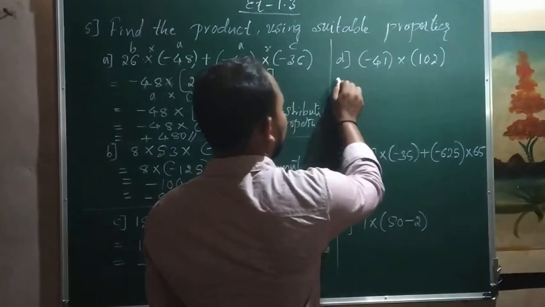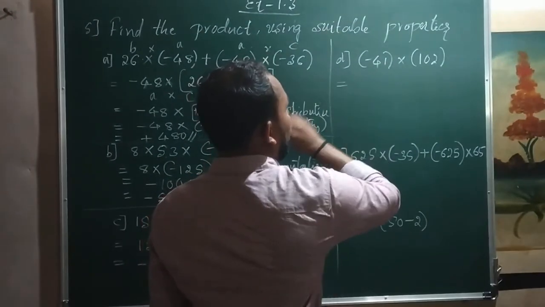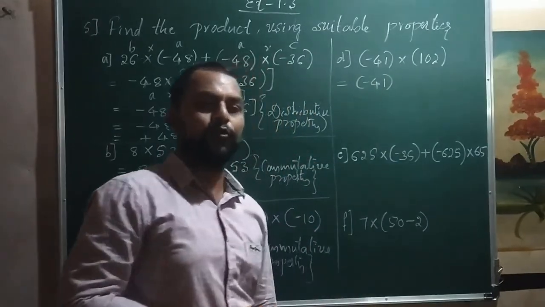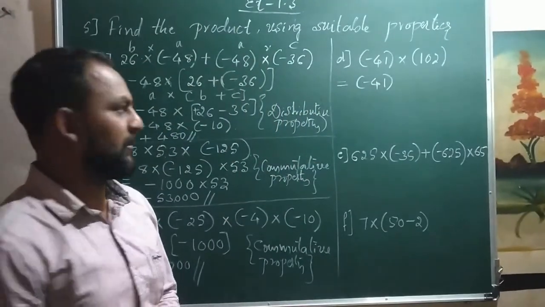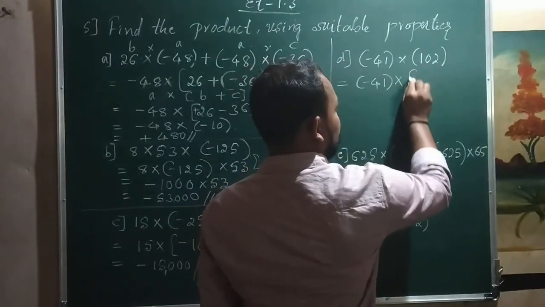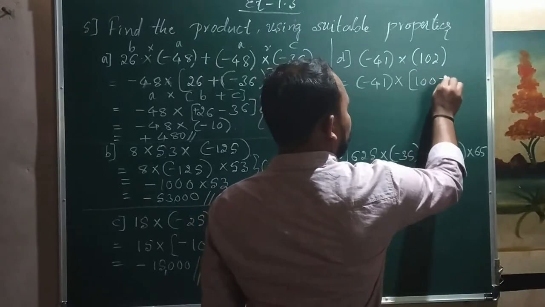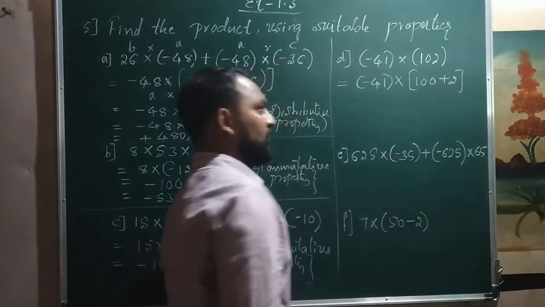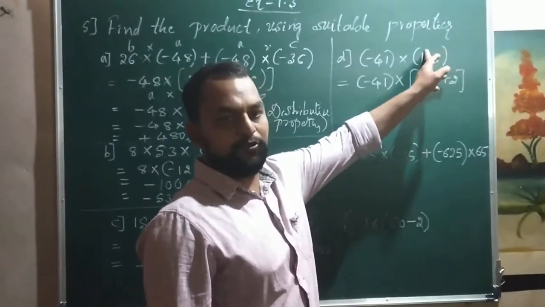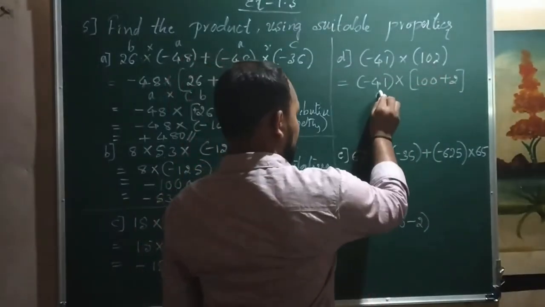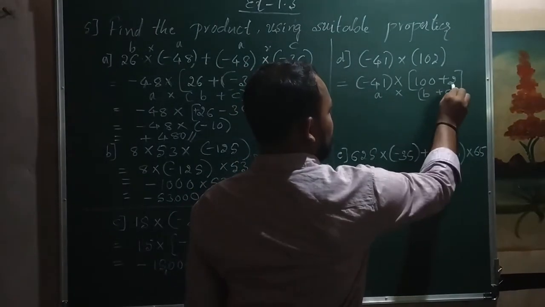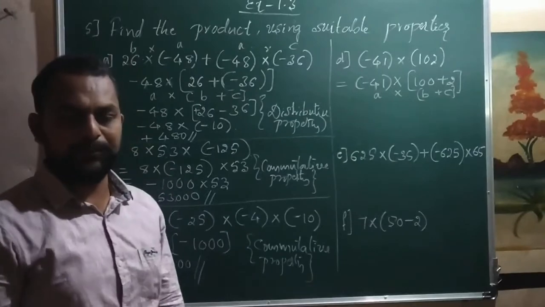Then D, here minus 41 into 102 takes some more time. By using properties, 102 is 100 plus 2. Which property? A into B plus C is the distributive property.